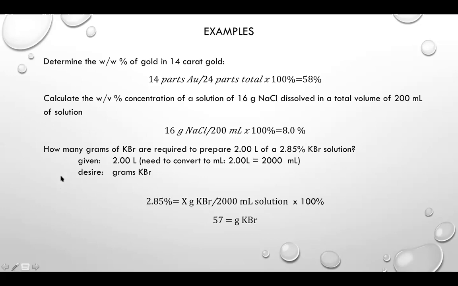And then we would like to know the grams of potassium bromide. So let's plug this into our equation. We'll put 2.85% because that's the percentage we have been given. We want to know the grams of potassium bromide, so that's going to be our X. And then we have to divide that by the amount of solution that we were given multiplied by 100. And so when we solve this equation for X by multiplying both sides, that'll give us 57 grams of potassium bromide.